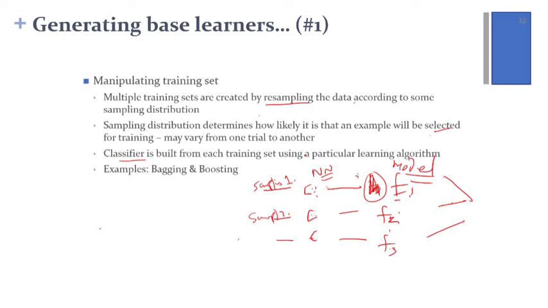So this is the first method. You try to resample the data as many times as you want, depending on the number of base learners you want to develop.